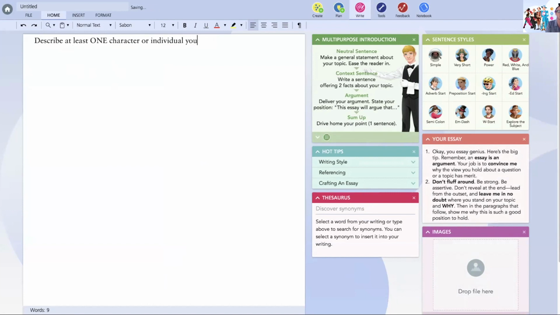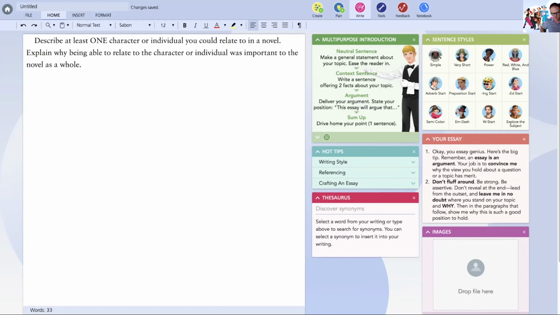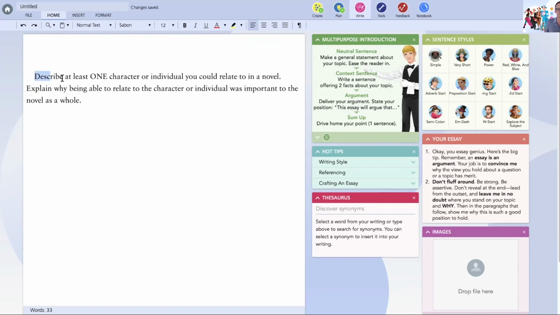This has been used in examinations in New Zealand. I pity you if you got the same question in Australia, but we'll hope you haven't. Explain why being able to relate to the character or individual was important to the novel as a whole. You can tell I'm typographically challenged. I hope you never see or have to do a question like that in your life. There it is. Let's just make it hideous.